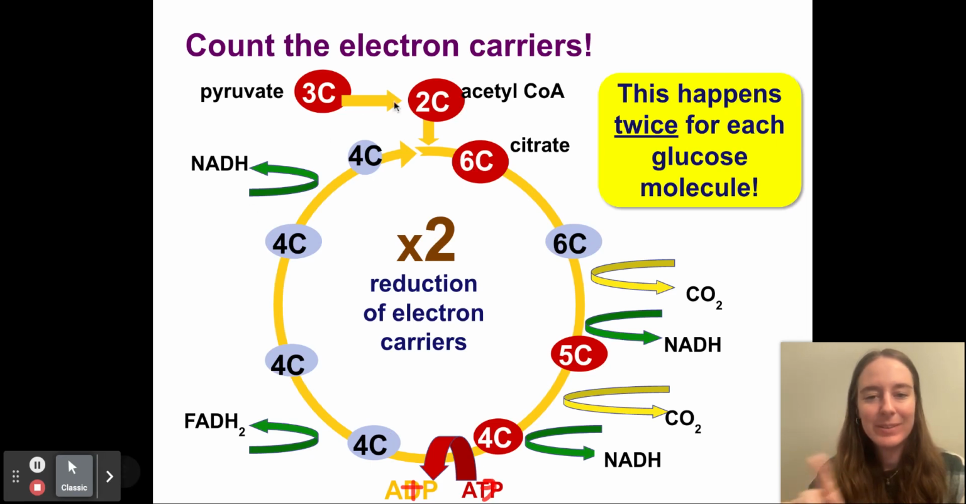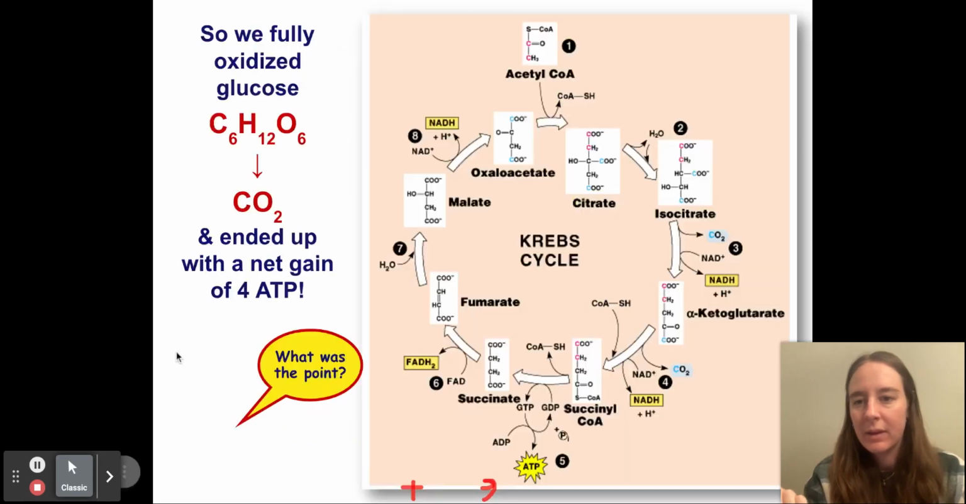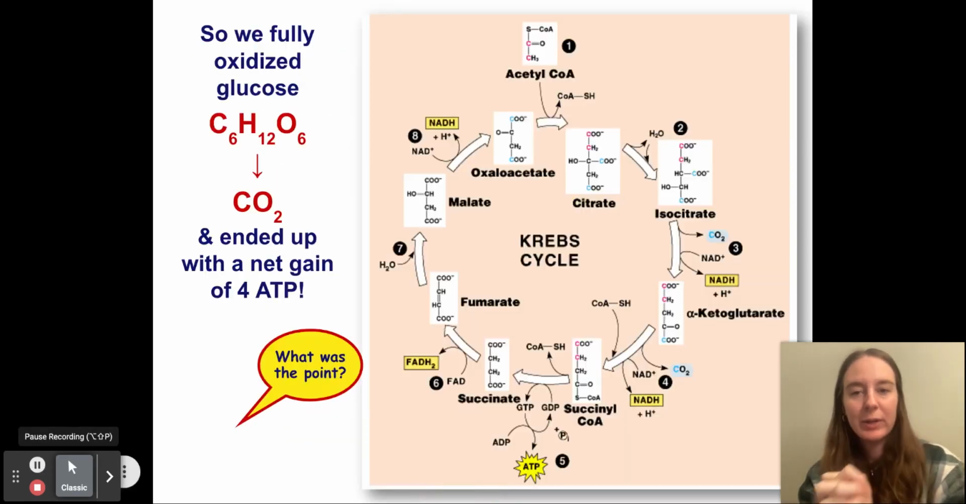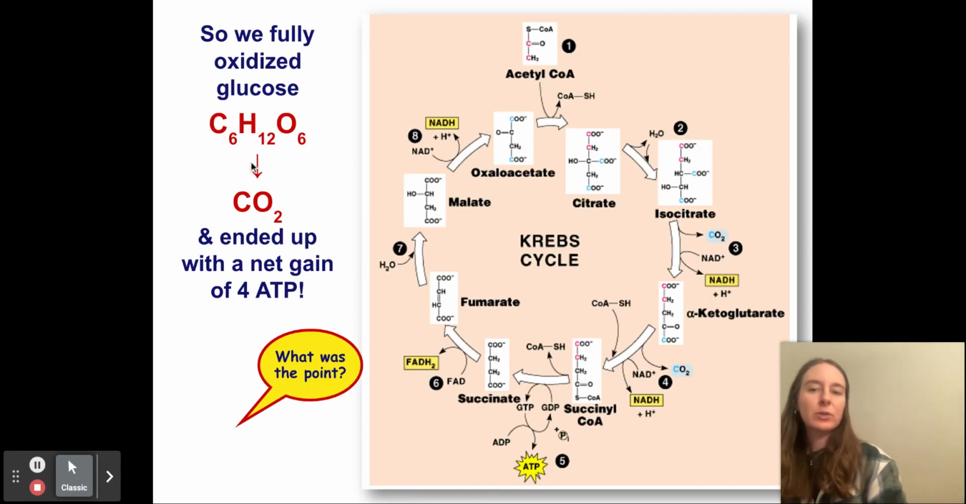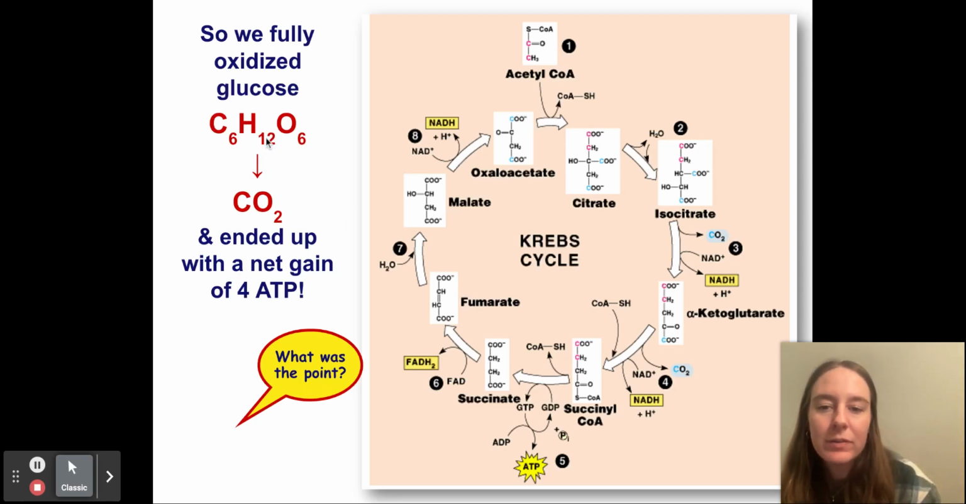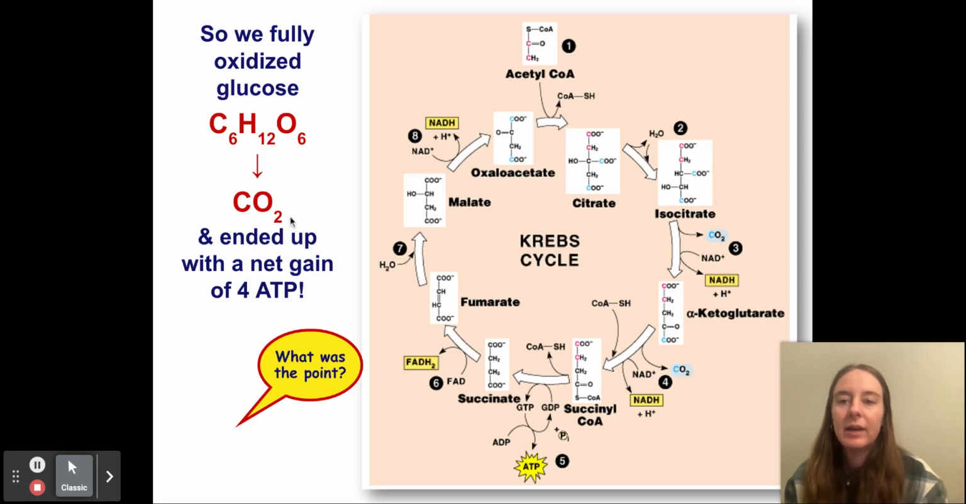So why do we spend all this time oxidizing this carbon molecule? Well, really the point is so that we can pass those hydrogens, or those electrons, to these energy carrying molecules. Thinking back to our original glucose molecule, C6H12O6, we've now fully oxidized our glucose. So we've ended up with a bunch of carbon dioxide. Carbon dioxide has no hydrogens, right? It's been fully oxidized. It's lost all its hydrogens.